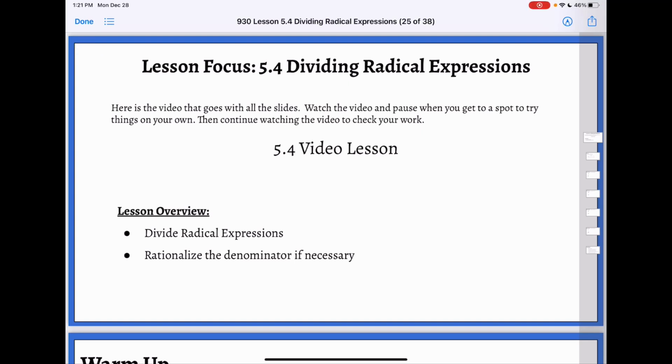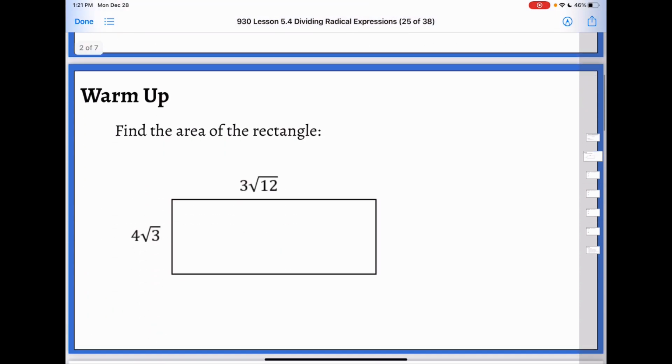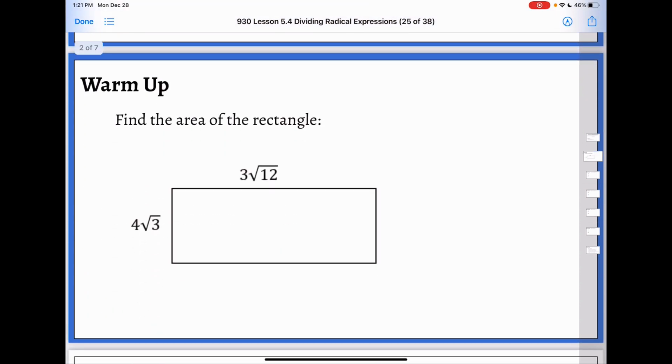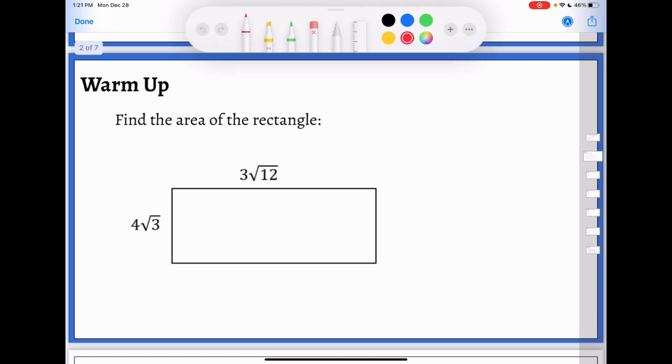Right, so our next and final operation with radical expressions is dividing. So we've talked about how to simplify, add, subtract, and multiply yesterday, and so our last thing we need to do is talk about dividing. All right, so as a warm-up here, just need to find the area of this rectangle. Pause your video and see if you can do that.